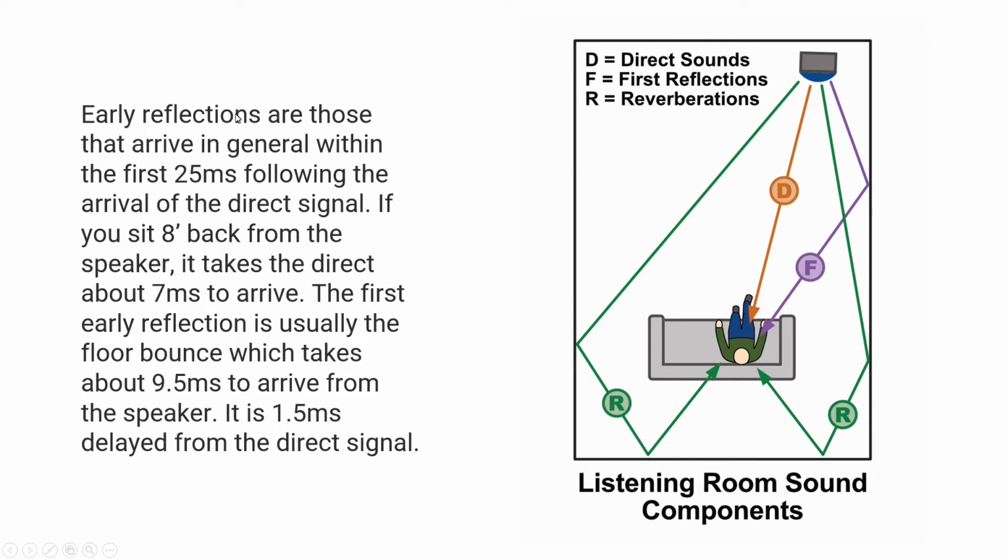So, early reflections are those that arrive in general within the first 25 milliseconds following the arrival of the direct signal. If you sit 8 feet back from the speaker, it takes the direct about 7 milliseconds to arrive. The first early reflection is usually the floor bounce, which takes about 9.5 milliseconds to arrive from the speakers. It is a 1.5 millisecond delay from the direct signal.